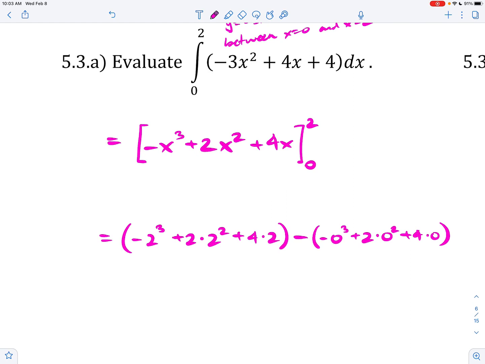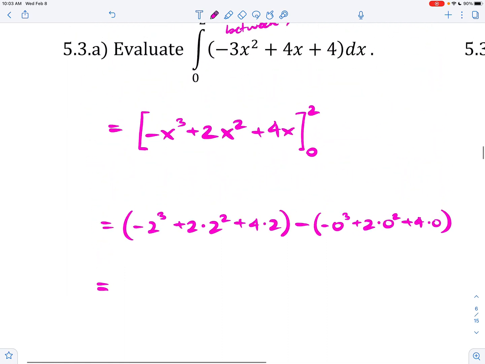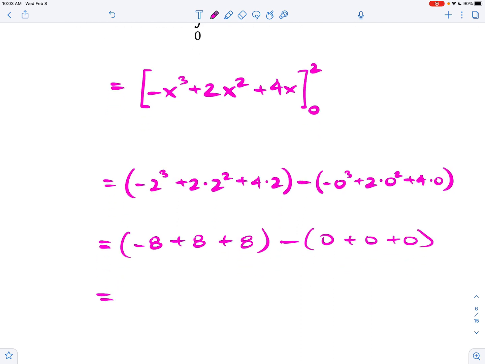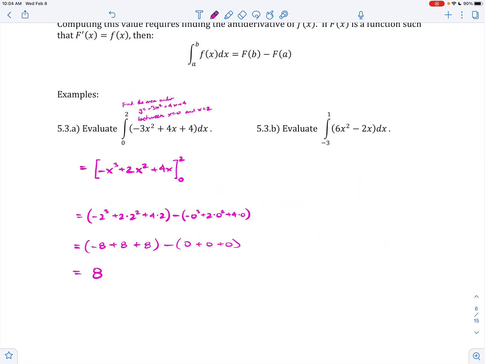You can take this in a whole bunch of lines, or you can take this in fewer lines. You can use scrap paper if you want. Taking as many steps as you want, this is like -8 plus 8 plus 8 minus 0 plus 0 plus 0. Neat. Okay. So then really this is just 8. Wow! That was what we call fun. I dare you to try example B.